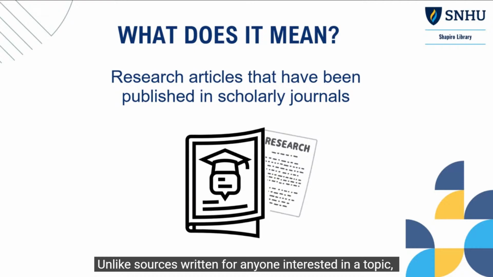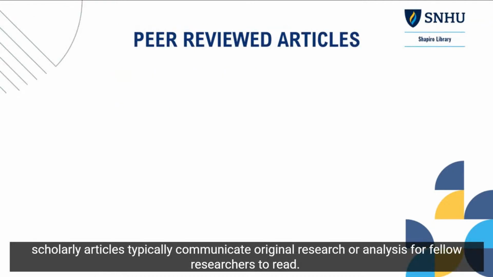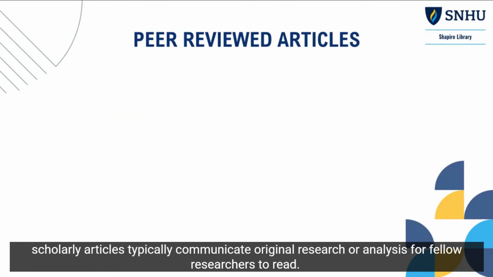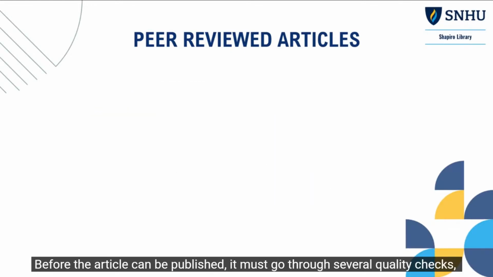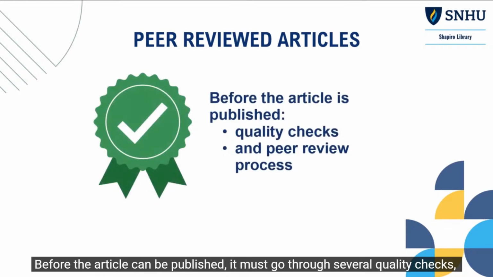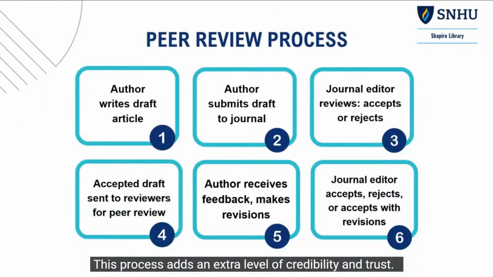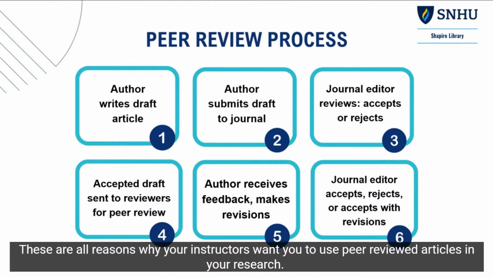Unlike sources written for anyone interested in a topic, scholarly articles typically communicate original research or analysis for fellow researchers to read. Before the article can be published, it must go through several quality checks, and the most crucial one is the peer review process. This process adds an extra level of credibility and trust. These are all reasons why your instructors want you to use peer-reviewed articles in your research.